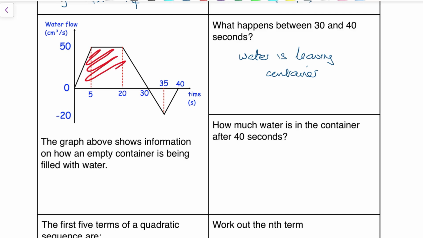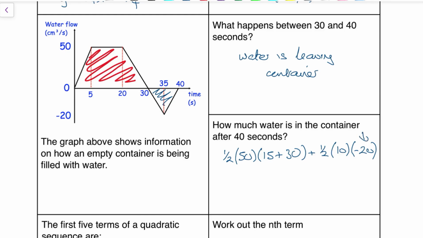It's going to be the area of this, take away the area of this, because that's what's lost. In other words, I have a trapezium minus a triangle. So that's going to be half the height of the trapezium, which is 50, times the sum of the sides. So 20 minus 5 is going to give me 15, plus 30. Just to explain that, there's my 15 and there's my 30. And then I am going to add on the triangle, which is a half times the base, which is 10, times the height, which is minus 20. Remembering I've got the minus in here, so I don't need to take it away.